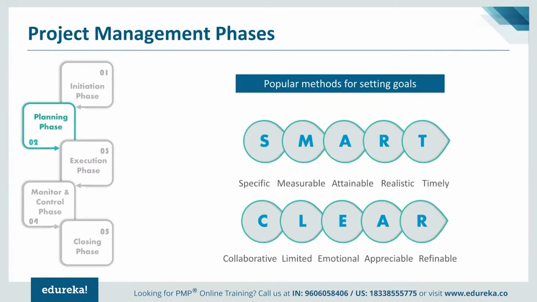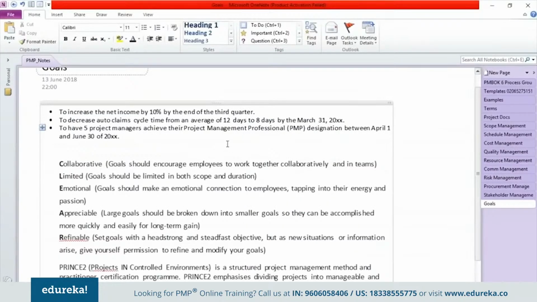Similarly, when you work on a goal, it should also be collaborative. It shouldn't happen that there is a goal, but people can't really relate to it. We should be able to get everybody, all the team, along. Limited, emotional, appreciable, refinable. Let's take a couple of examples so that we'll be able to relate to this. Now, there are certain examples here. These are somewhat specific examples. To increase the net income by 10% by the end of third quarter 2018, for example.